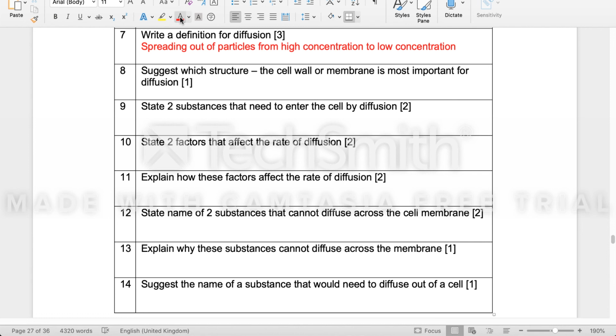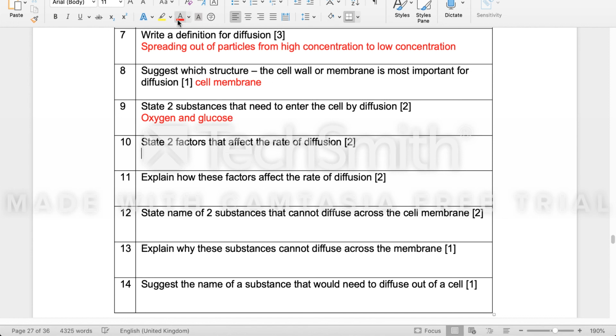Okay. Number 8, suggest which structure, the cell wall or membrane, is most important for diffusion. Between the cell wall or the membrane, the cell membrane is going to be much more important because the cell wall doesn't really control what enters and leaves. That's more the membrane. The cell wall is more focused on making sure that the structure of the cell is intact, and it provides protection. Number 9, state 2 substances that need to enter the cell by diffusion. From what we were talking about before, you can do oxygen and glucose. Okay.